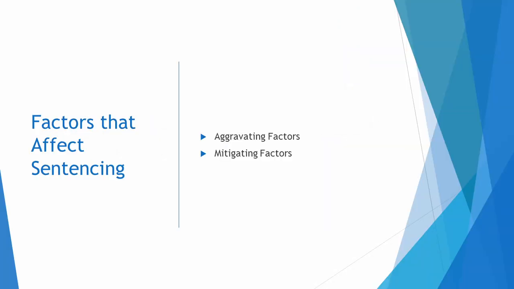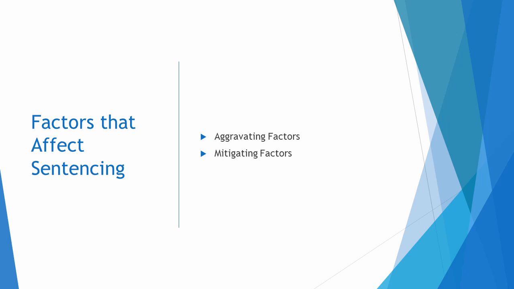There are two types of factors that affect the sentence given to an offender, which are aggravating factors and mitigating factors. An aggravating factor increases the sentence that is given. These factors include any previous convictions, offences committed while on bail, any racial or religious hostility being used, any hostility towards disability or sexual orientation, or the lack of remorse.